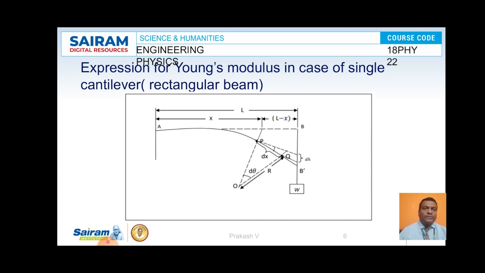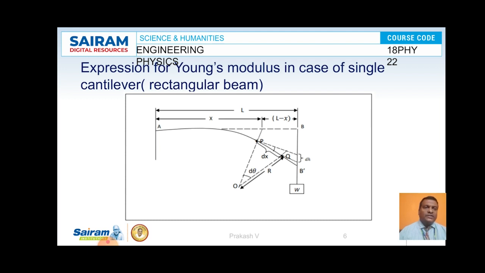Let us consider a point P on the cantilever beam, which is at a distance x from A and L minus x from B. Because of the load applied, the beam bends as shown in the picture. The position of B is shifted to B dash and the position of P comes down as shown in the picture.